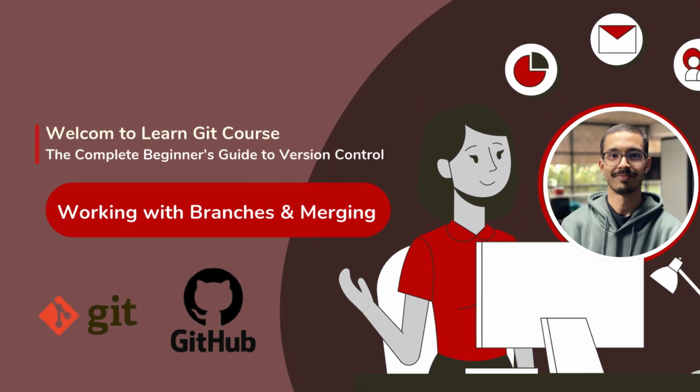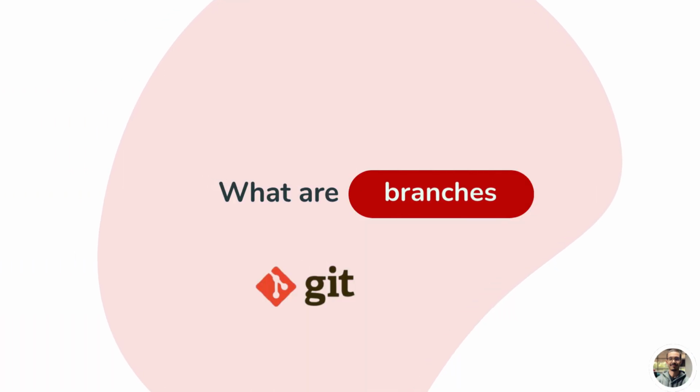In this module, we are going to dive into branches, a powerful feature of Git that allows you to work on different parts of your projects in parallel. Branches let you make changes without affecting the main code base, making collaboration and experimenting much easier.